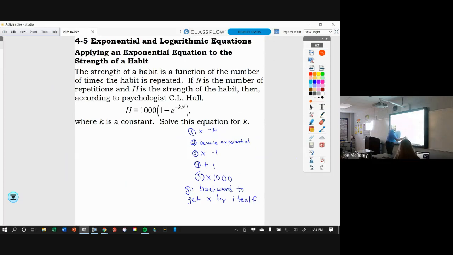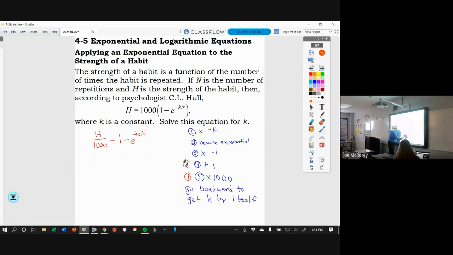All right. Number 1. Wait, x or k? I'm so used to the variable being x. Okay, so I need to start at the bottom. I need to undo multiplying by 1,000. Divide both sides by 1,000. So I have h over 1,000 equals 1 minus e to the negative kn power.